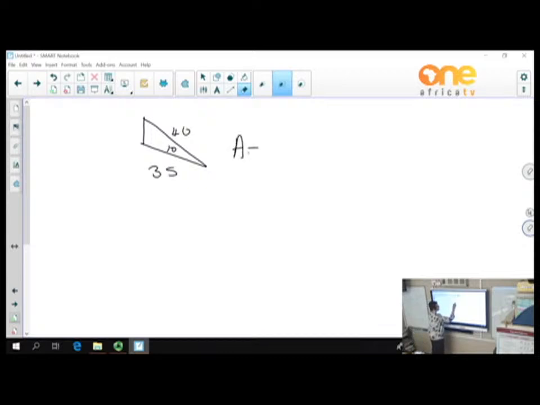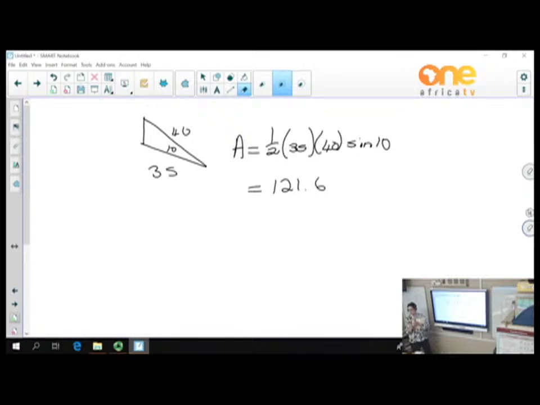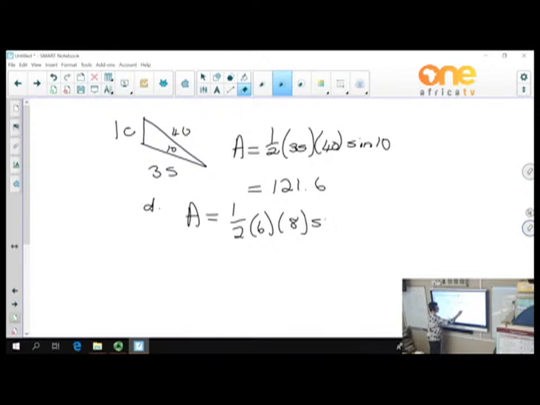So the area is going to be half BC sine A. So the half of 35 times 40 sine 10. 1 to 1.6. What did I say about the rounding? 1 decimal place. Usually it's 3 significant figures, but you must add here. Okay, then number D. This was now number 1C. And then number D. So the area is going to be a half of 6 times 8 sine 135, 17.0 centimeters. Okay. So that's that one.